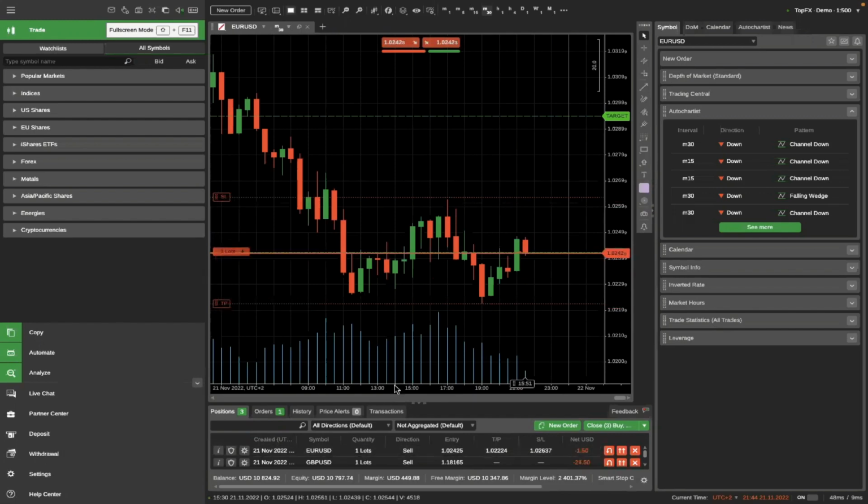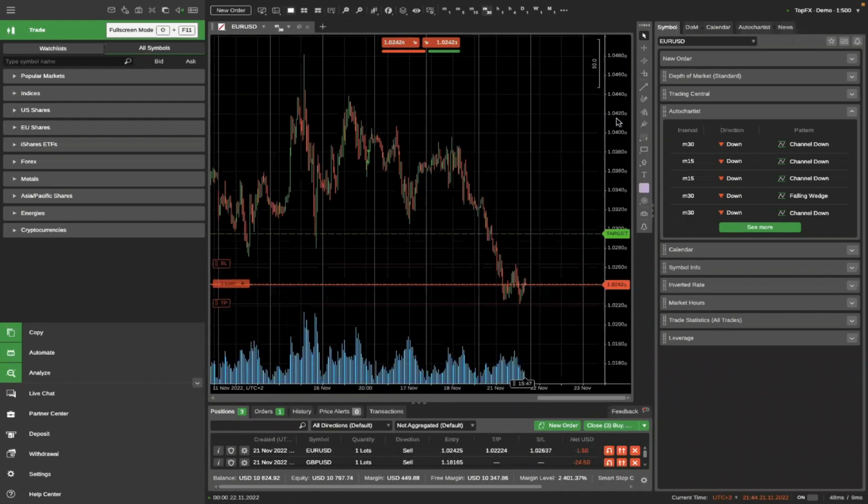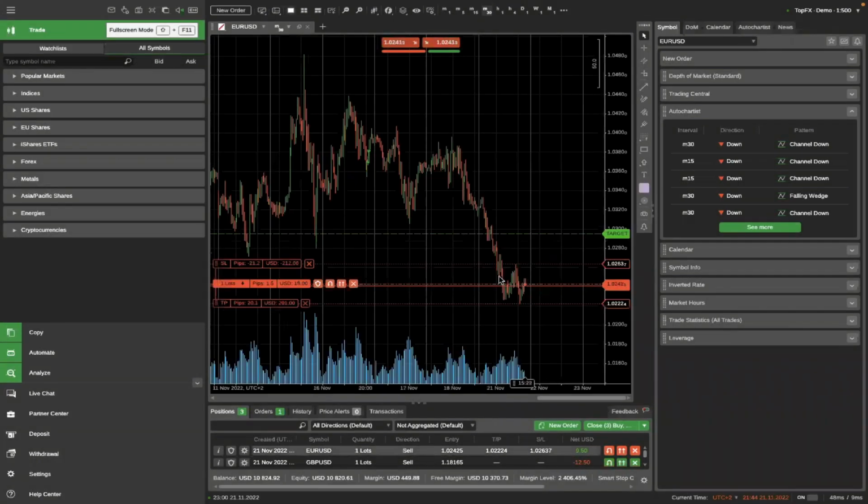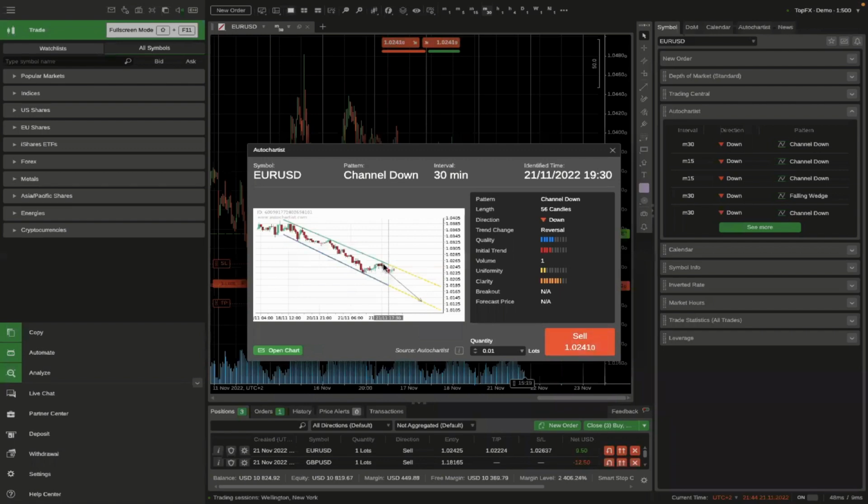So we are trading to the downside because of the quality of this pattern that's been identified by the auto chartist. The trend change, as you can see, is that the direction is down, but the trend change is reversal. What it means is that this local move to the upside might be reversed to the downside, and the target usually for this kind of pattern is at the lower channel line.